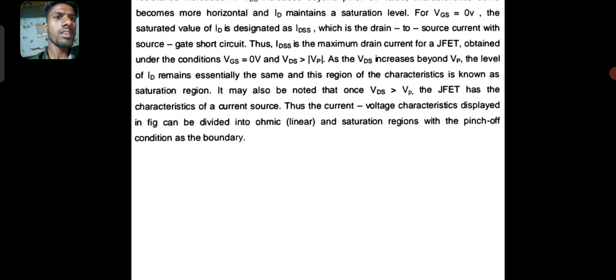Thus IDSS is the maximum drain current for a JFET, obtained under the conditions VGS equal to 0 volts and VDS equal to VP. As VDS increases beyond VP, the level of ID remains essentially the same, and this region of the characteristics is known as the saturation region. It may also be noted that beyond VDS equal to VP, the JFET has the characteristics of a current source. Thus, the current voltage characteristics can be divided into ohmic, linear, and saturation regions with the pinch-off condition as the boundary.